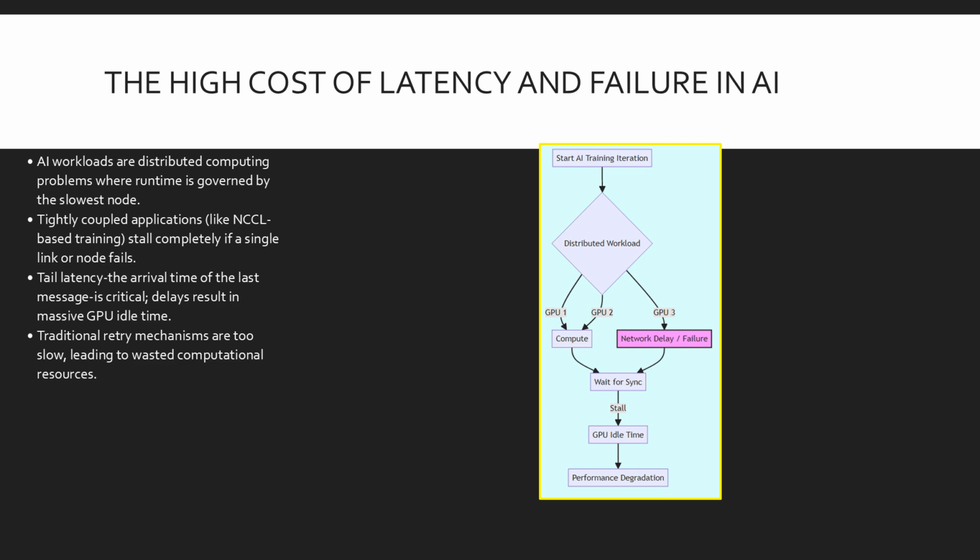This flowchart illustrates the impact of a single failure. We start an AI training iteration where the workload is distributed across multiple GPUs. GPUs 1 and 2 finish their compute tasks quickly and move to the wait for sync state. However, GPU 3 hits a network delay or failure. Because the workload is tightly coupled, the entire system enters a stall. This results in GPU idle time across the board, leading to significant performance degradation for the entire job.